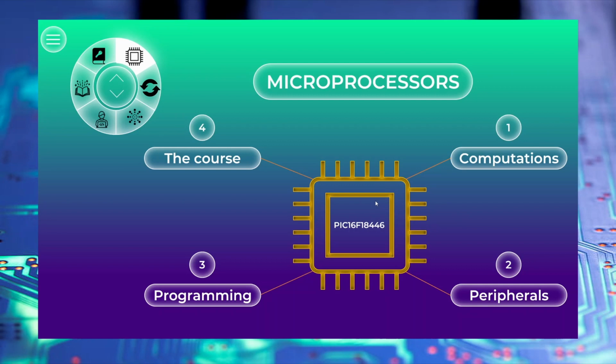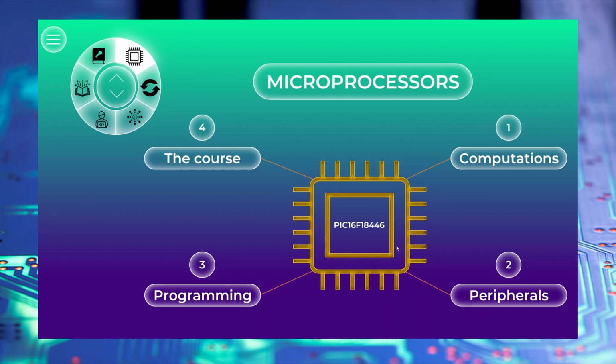For example, the memory that it uses is external. Peripherals like timers and clocks are external. For a microcontroller, all those major components are built in. So the microcontroller that you are going to be using is the PIC16F18446.